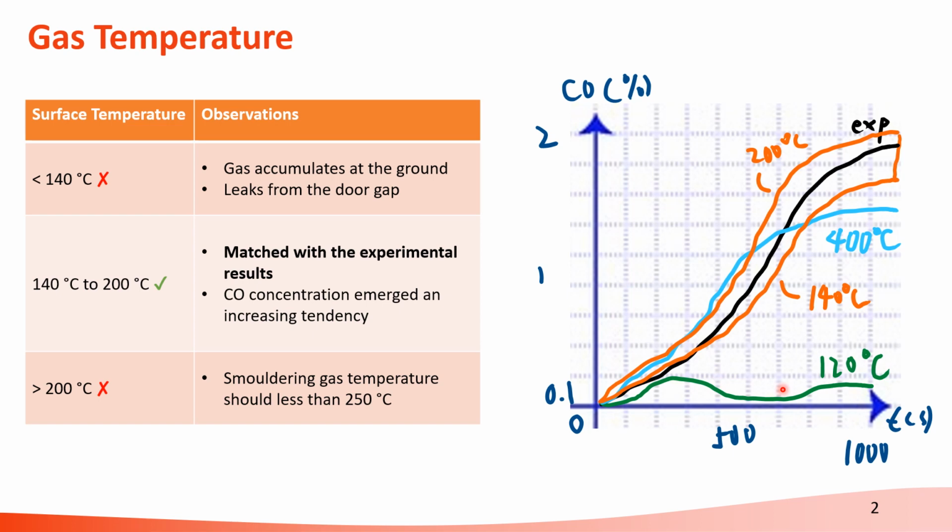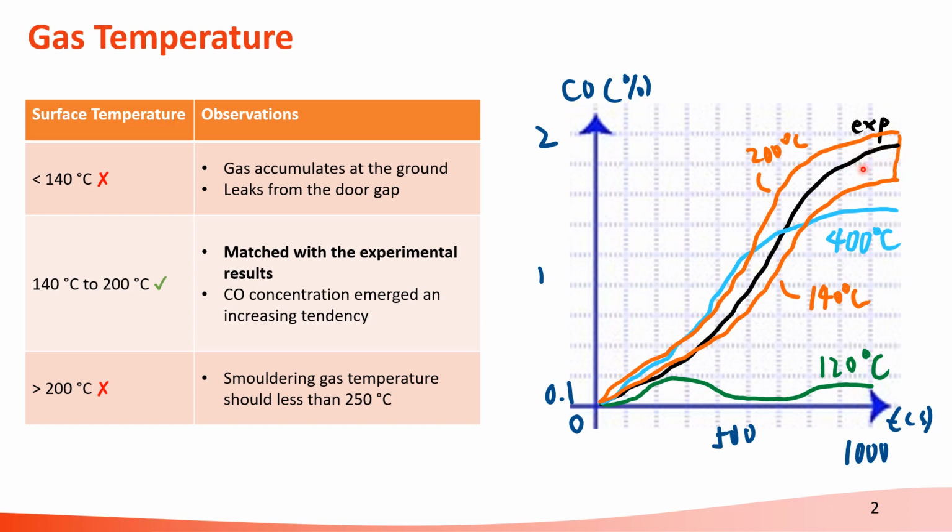When the temperature reaches 140 degrees Celsius to 200 degrees Celsius, like the region of the orange curve, it matches the experimental results. The carbon monoxide has an increasing trend, and the peak carbon monoxide concentration is similar to the experimental result.